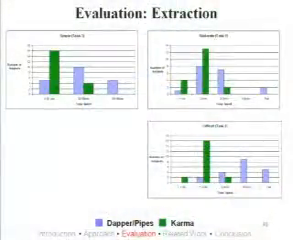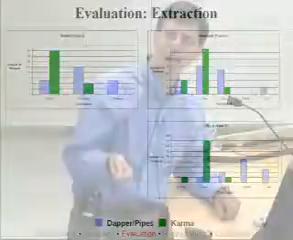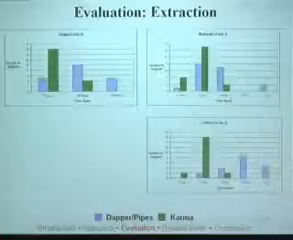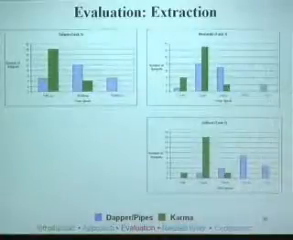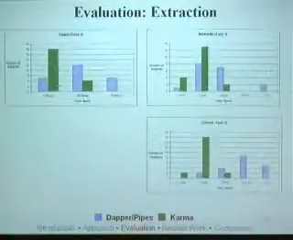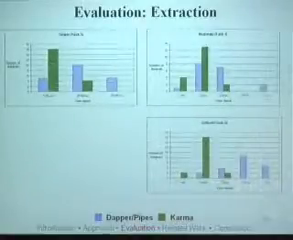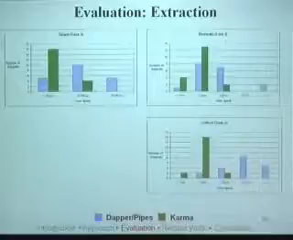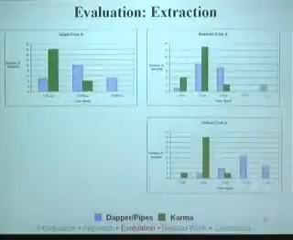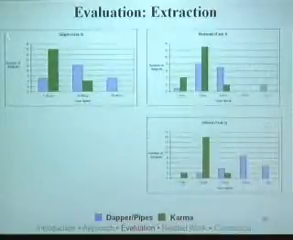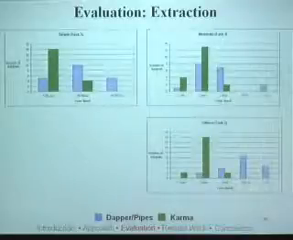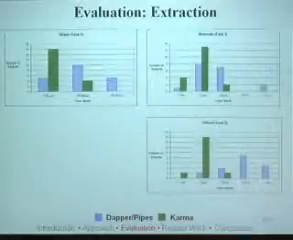So we have the extraction work, and you see again same setup here, which is that these are ordered by simple to hard. So this is simple, moderate, and difficult tasks. They're in different orders. This is task 3, task 1, task 2. We order them from easy to hard. And then on the x-axis we group the time into different intervals. And on the y-axis we have the number of subjects. And so you can see the Karma is shown in green and Dapper and Pipes is shown in blue.